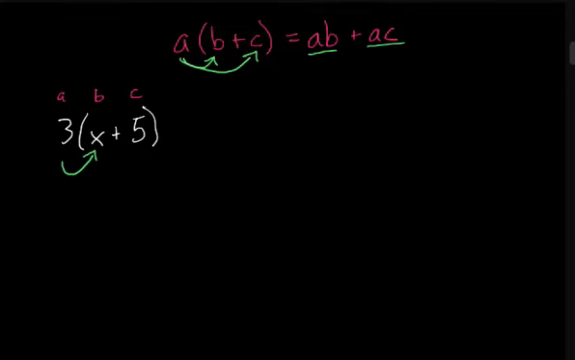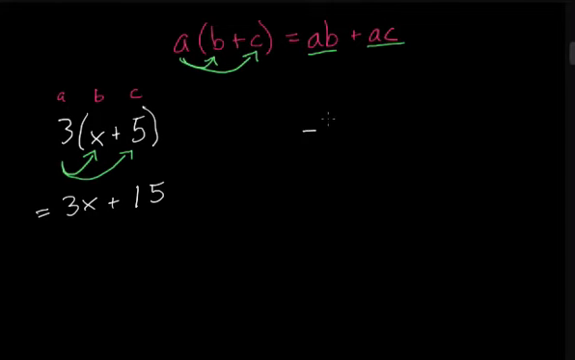3 times x equals 3x, and 3 times 5 equals 15. And so we use the distributive property to distribute out this outside term, to change the form of this expression and to get rid of these parentheses.